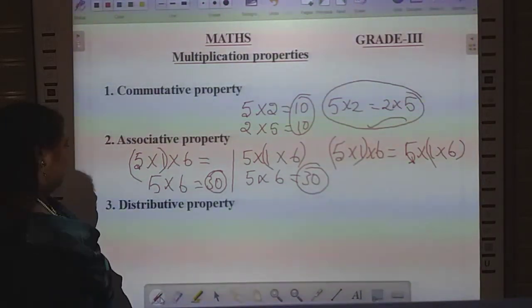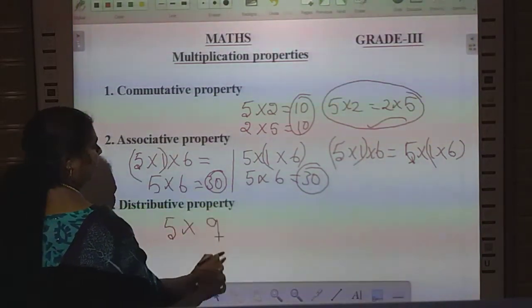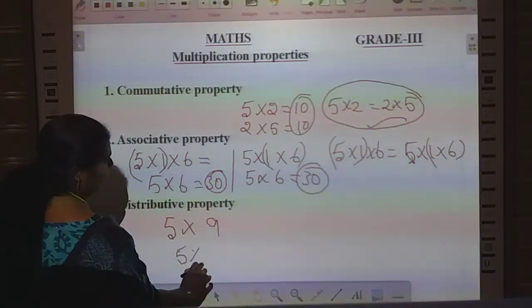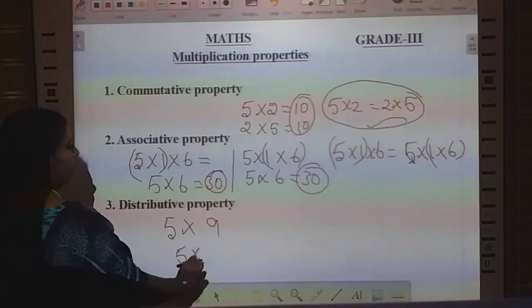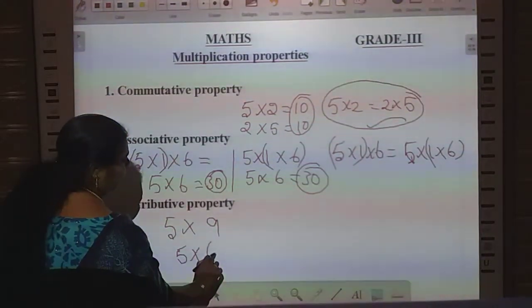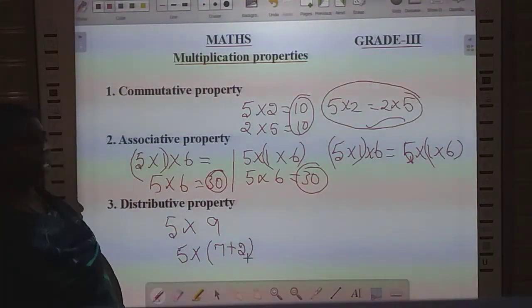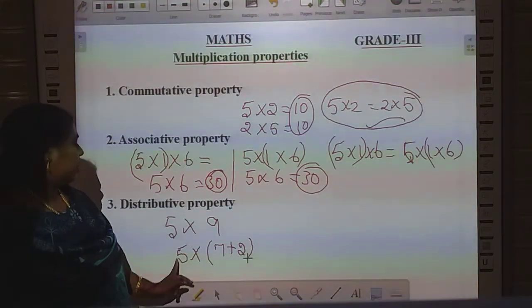Distributive property, 5 into 9. 5 into 9, how we can multiply? 5 into this 9 can be broken into two numbers, right? That means now I am going to make it 7 plus 2. Okay, 7 plus 2 how much? 9, right? Yes. Next I am going to distribute this 5.